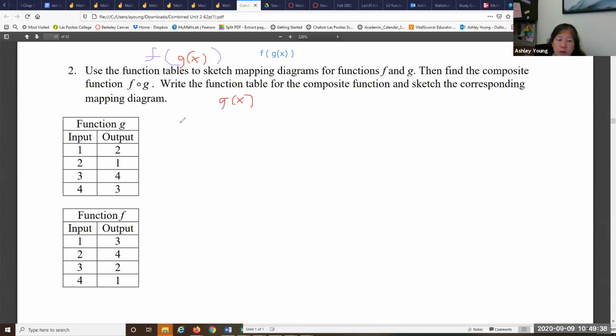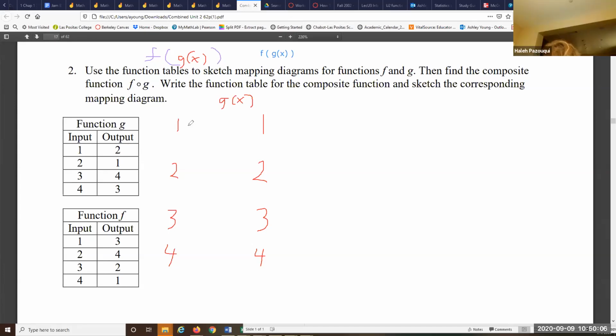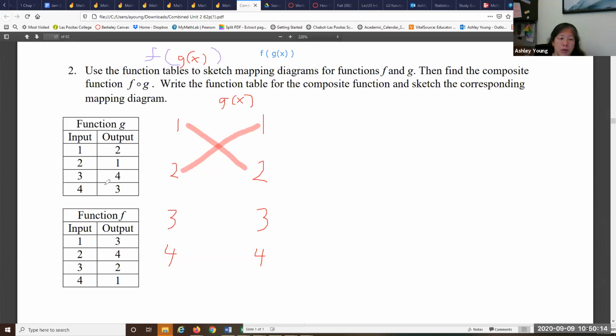I'm going to start off with 1, 2, 3, and 4. I'm going to end up at 1, 2, 3, 4. And I have to figure out where I'm going. So g of x puts me where? Let's see. 1 goes where? 1 goes to 2. Yep. Where does 2 go? To 1. 3 goes where? To 4. Yep. And 4 goes to 3.